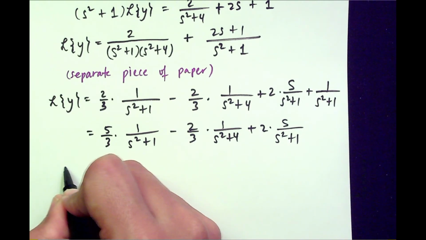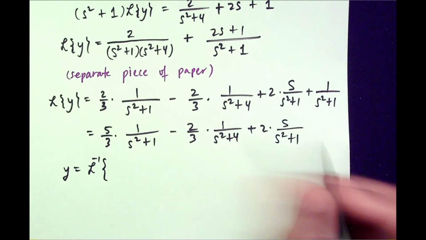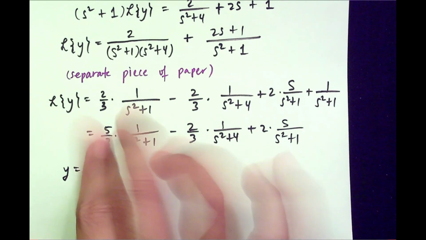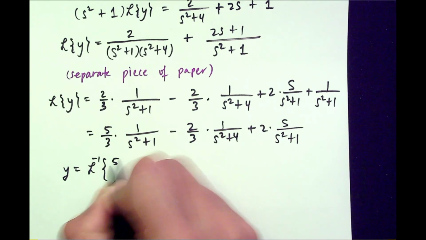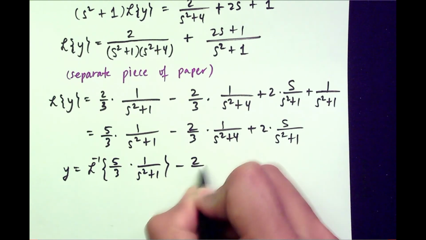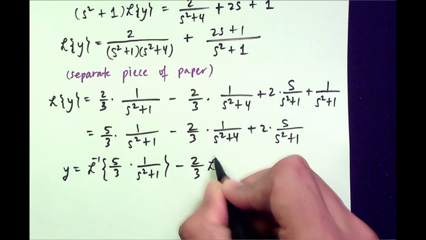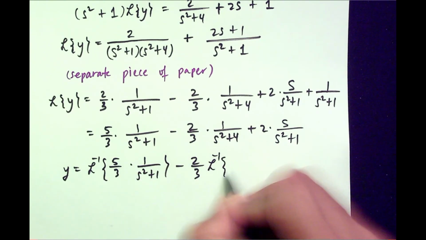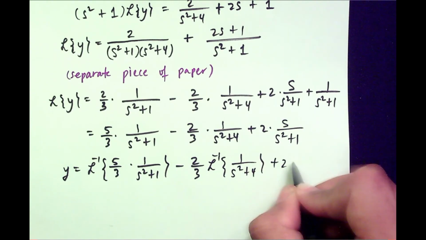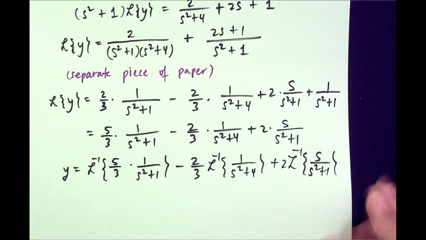Now let's invert. Y equals the Laplace inverse of all that. Well, we can break it up into each piece. So 5/3 times 1 over s squared plus 1, minus, and you can actually pull out the constants. I should have done that, but I didn't. Minus 2/3. I didn't do it for the first one. I'm going to do it in a minute. Plus 2 Laplace inverse of s over s squared plus 1.